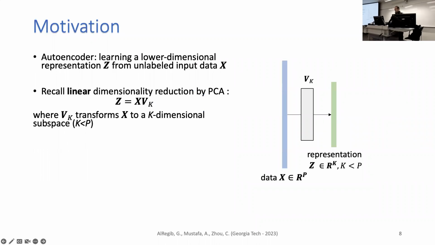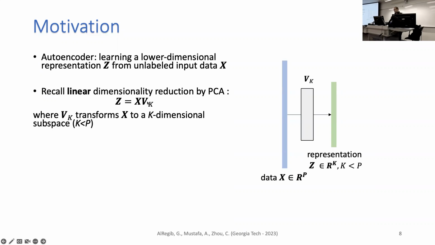Okay, so if you look at the parallel, we have seen this before. If you take an input and you want to do lower dimensionality processing on it, the most common algorithm is PCA, right? Principal component analysis, where you take that X and transform X into the latent space Z using the transform V sub K, where K is less than the dimensionality of the input signal P.